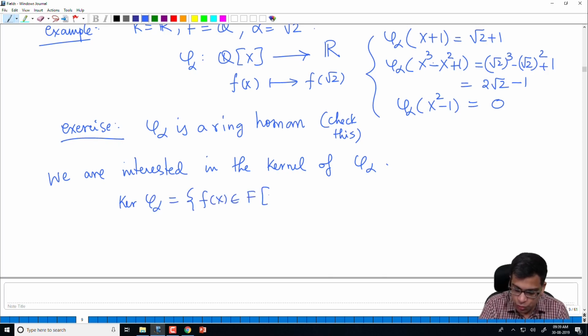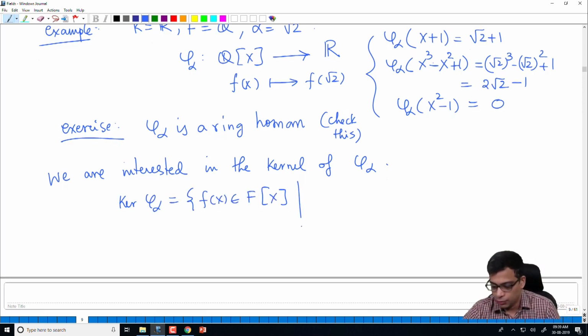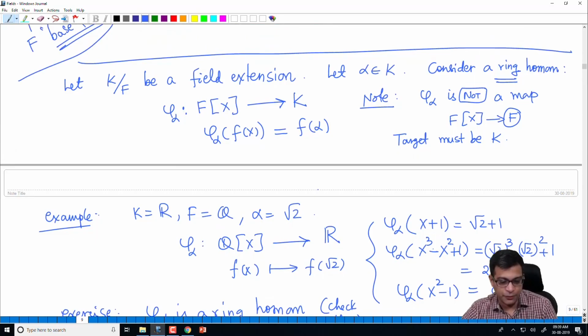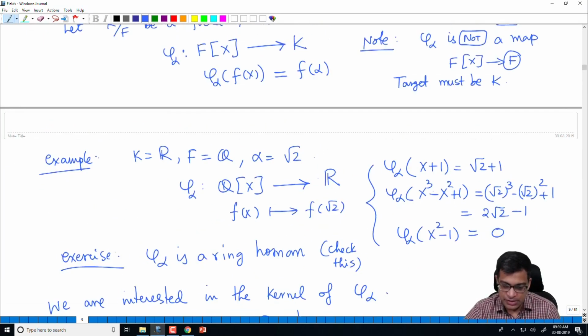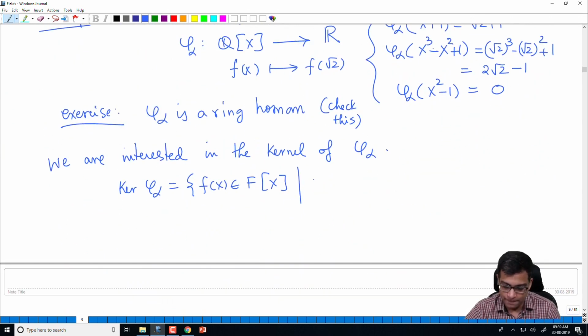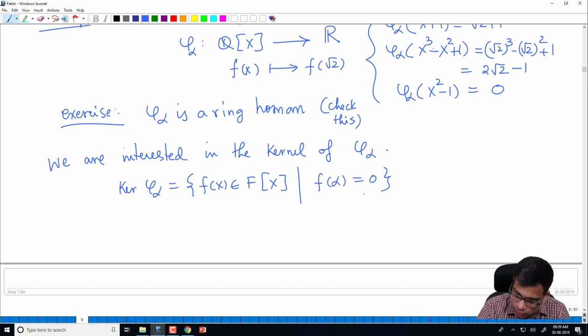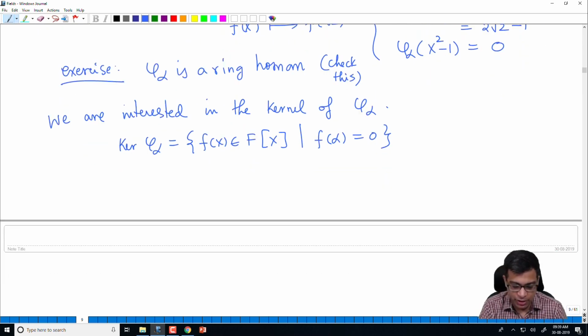So now I'm going to switch to the general notation. We have a capital F, which is a subfield of capital K, and alpha is in capital K. Phi alpha is the map which sends f(x) to f(alpha). What is the kernel? This is all f such that f(alpha) is 0. Now as you can see, this is intimately connected to the notion of algebraic or transcendental elements that I defined in the previous video.